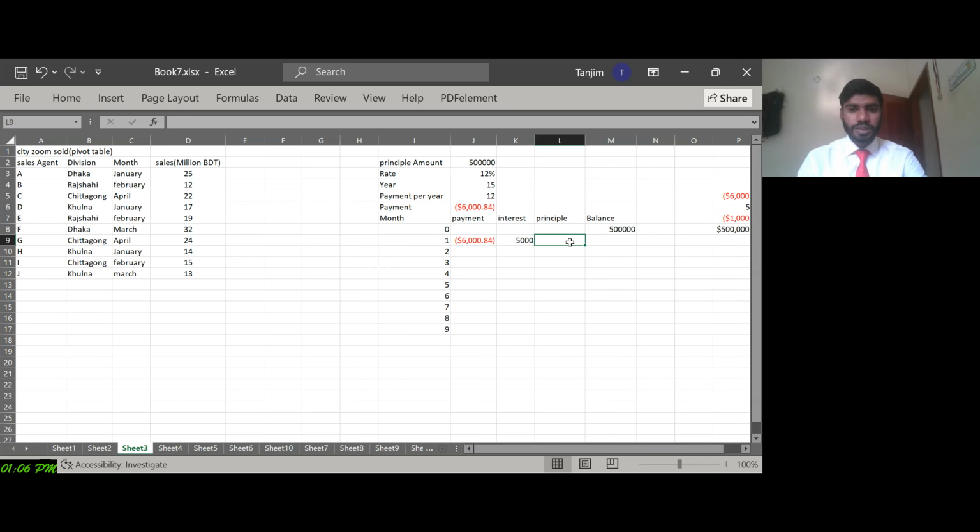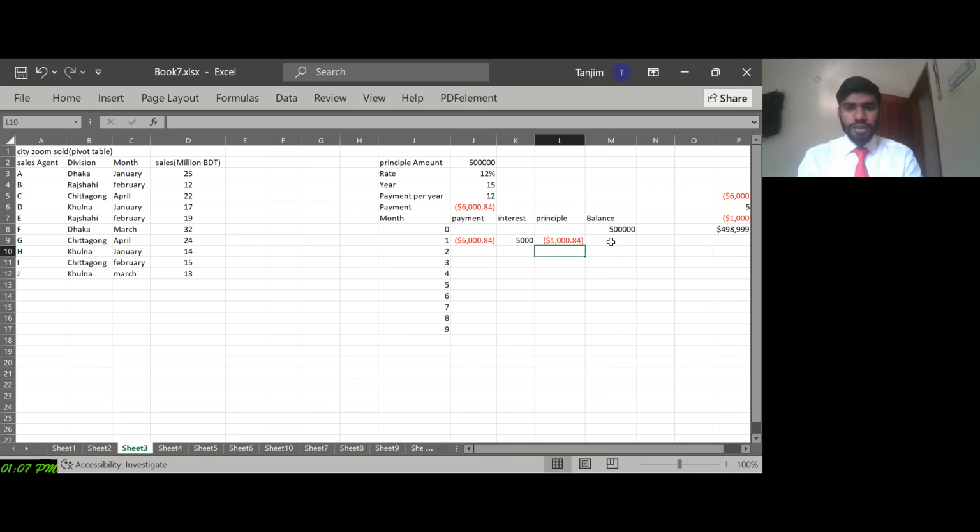Here the principal is equal to J9. So press equal to J9, okay, equal to J9, and enter, plus. Here we press plus K9, then press enter, and then we can see that the principal is minus 1,000.